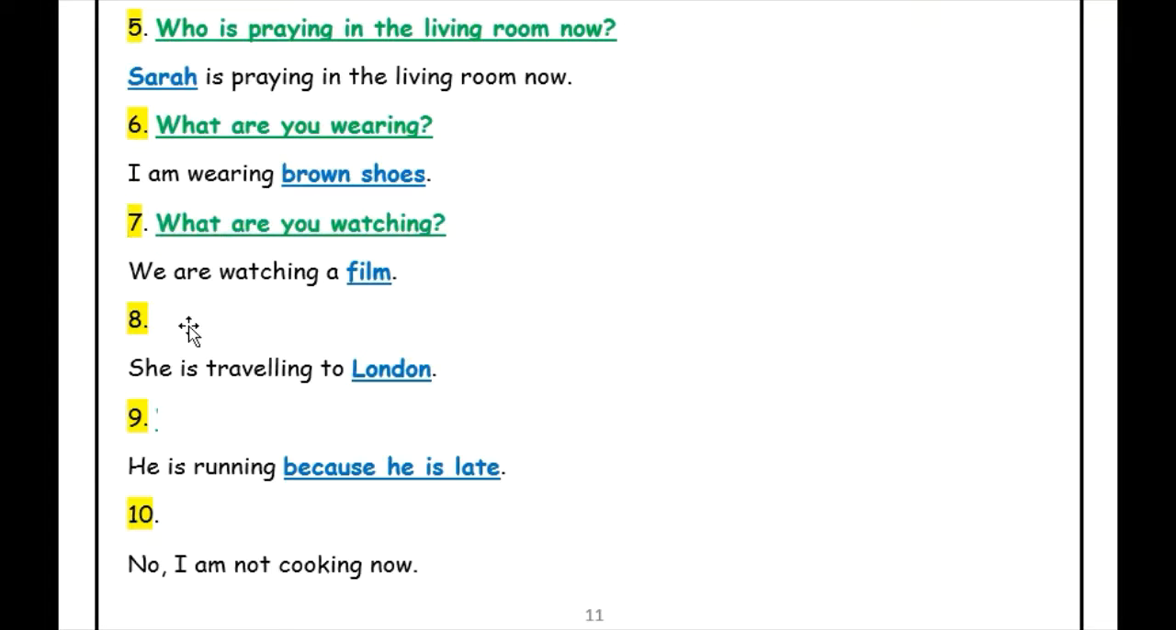She is traveling to London. We're asking about the place, London. So we're going to use where is she traveling? Number 9. He is running because he is late. We're asking about the reason, so we're going to use why is he running?